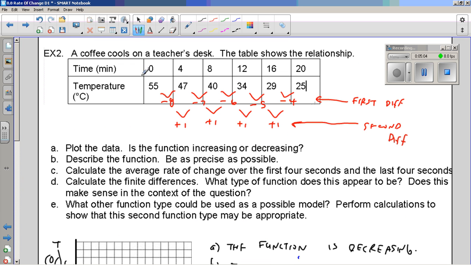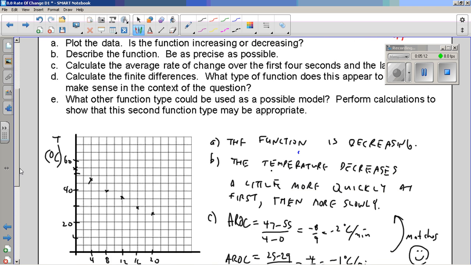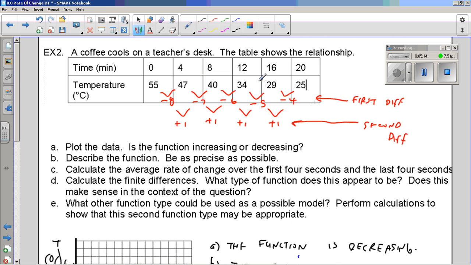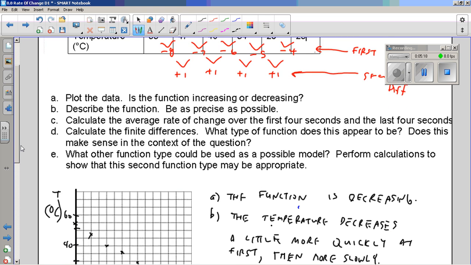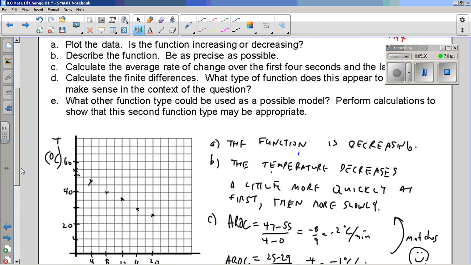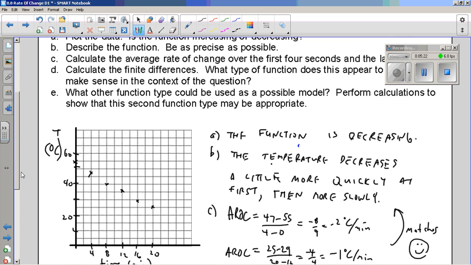And this is from coffee cooling on a desk, and it asks us to plot the data. Is the function increasing or decreasing? Well, we can see that even from the table that it's decreasing. Describe the function, be as precise as possible. The temperature decreases a little more quickly at first and then more slowly.